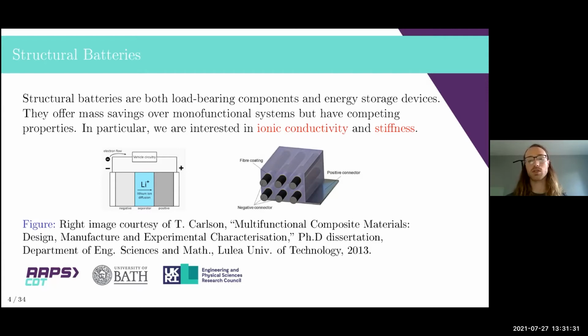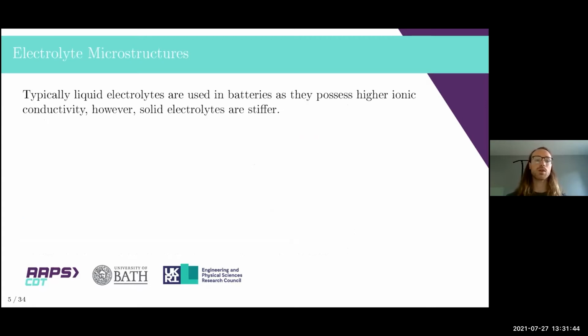Conductivity is the inverse of resistance, so we want it to be highly conductive. And stiffness is how resistant the battery is to being compressed or squeezed or squashed, how well it holds up to those forces. Focusing particularly on the electrolyte, usually in batteries they're liquid because liquid has higher ionic conductivity. However, solid electrolytes are stiffer.